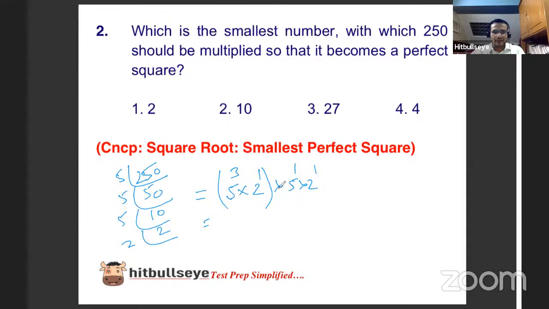to the power 1. And if I multiply it, if the bases are the same, the powers get added. We know that. 5 raised to the power 3 plus 1 into 2 raised to the power 1 plus 1, which makes it 5 raised to the power 4 into 2 raised to the power 2. Absolutely. The number which we multiply it with, 5 times 2, 10, is the right answer. Second option is correct. Right?